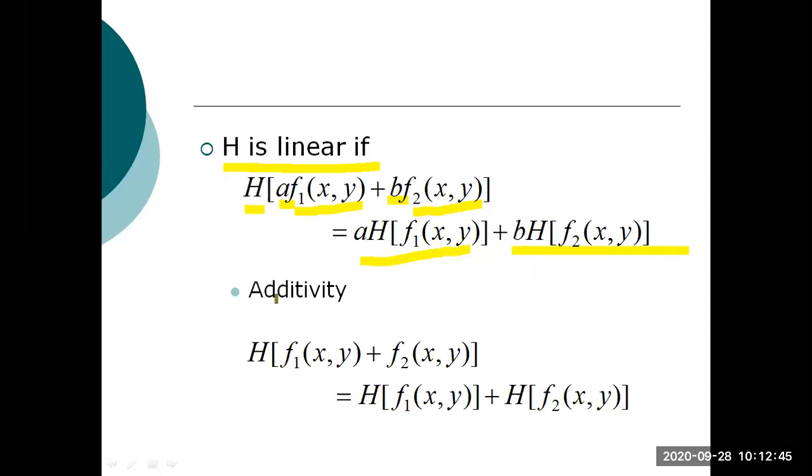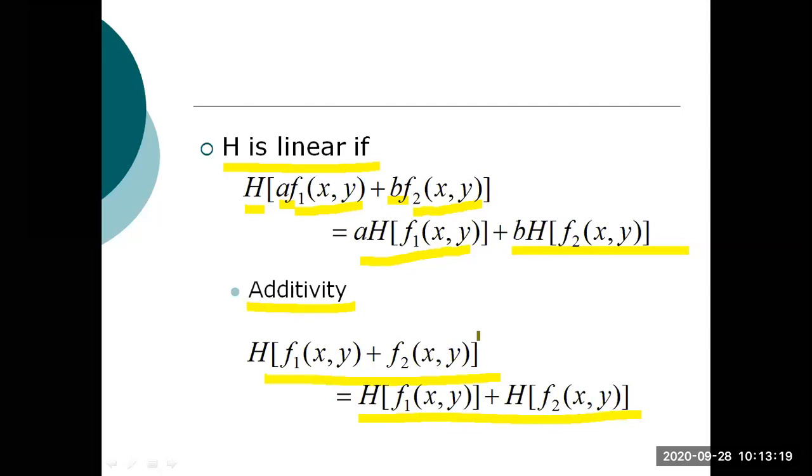Next, additivity. How does additivity happen? Additive means, if again we consider two images, f1 of x comma y plus f2 of x comma y, and at a time we operate H on this summation, definitely it is equal to the separate operations. That means individually we are operating H on image 1 and H on image 2. So take this linear condition as the first one, and the additivity condition as the second one.